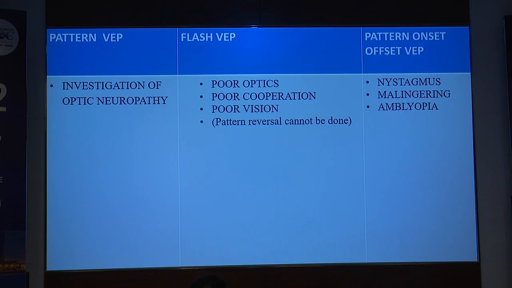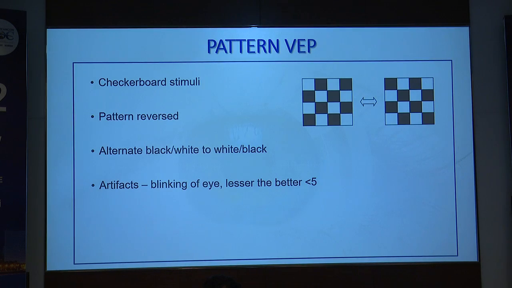Now, pattern VEP is done for investigation of optic neuropathy. Additionally, flash VEP will be done in patients having poor optics, poor cooperation, poor vision, and where pattern reversal cannot be done. Pattern onset and offset VEP is done in patients having nystagmus, malingering, or amblyopia.